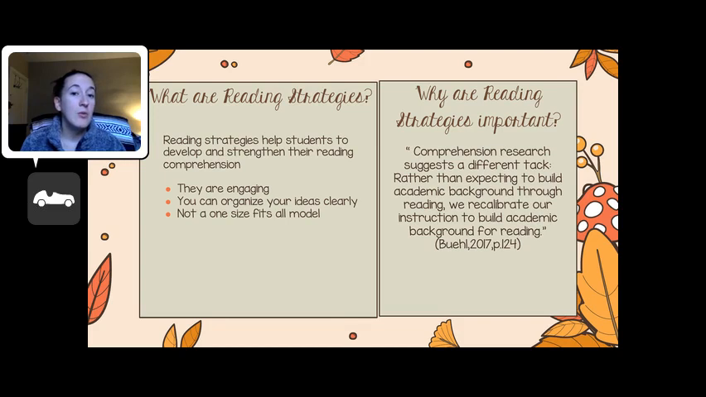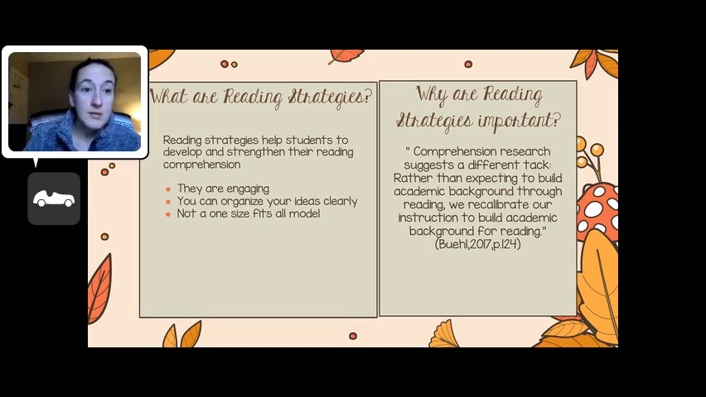So reading strategies are really intended to help our students dig deeper into a text or into a textbook, and then strengthen those reading comprehension skills from there.